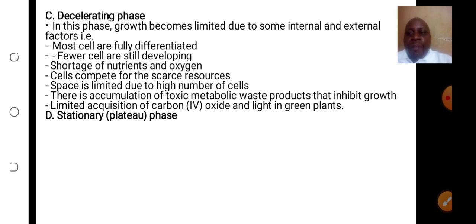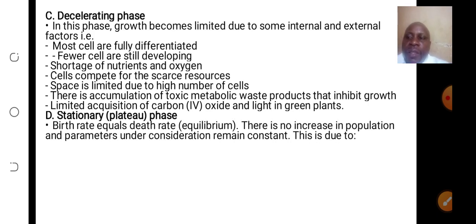Lastly, we have the plateau phase. Plateau is the last part whereby you have the graph actually remaining stationary. The graph remains stationary because the birth rate and death rate are equal. Therefore there is no increase in population. Hence, if you're dealing with, let's say, the number of organisms, they will remain stationary.